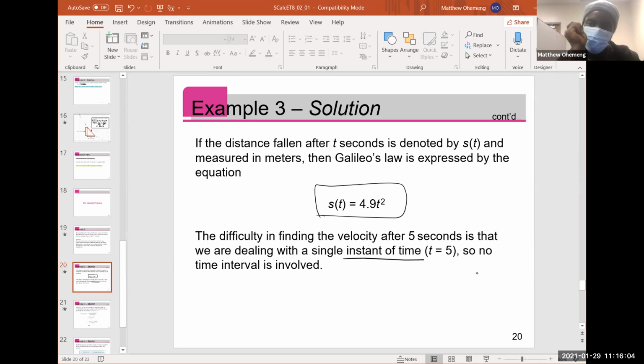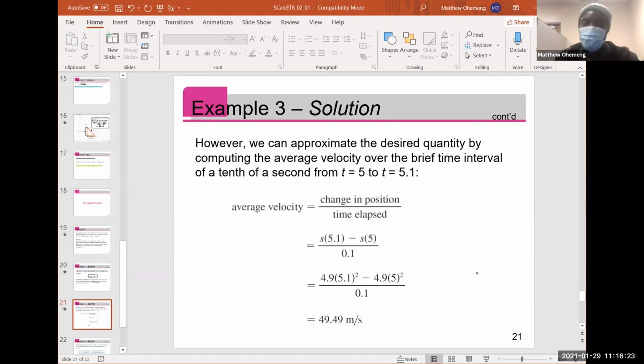Instantaneous velocity is a velocity at a specific time. So at time 5, what is the velocity? However, average velocity computes the velocity within times. So what do we do? Because we know how to compute average velocities, we can perhaps compute times closer to the 5.